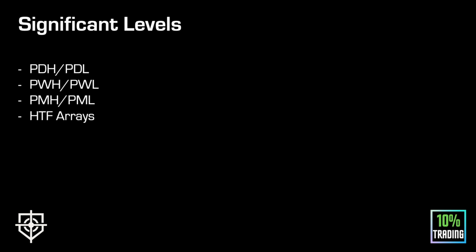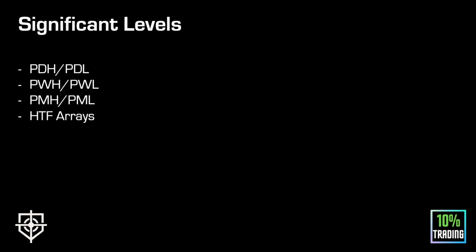So the first thing I'm going to talk about is significant levels, right? PDH, PDL, PWH, PWL, previous monthly high and previous monthly low. You should be able to work out the rest. Previous daily high, previous daily low, previous weekly, and the last one is higher time frame arrays. So what does this mean?